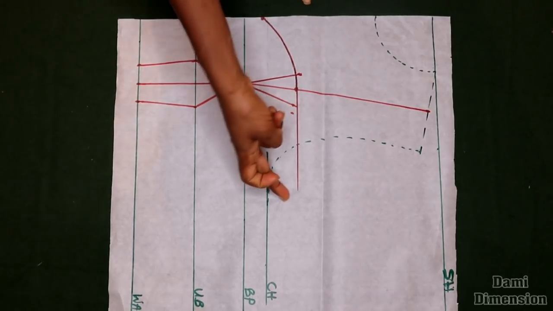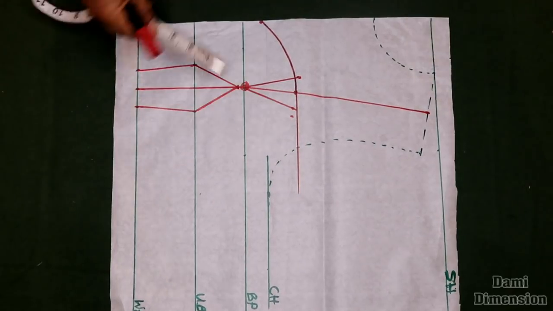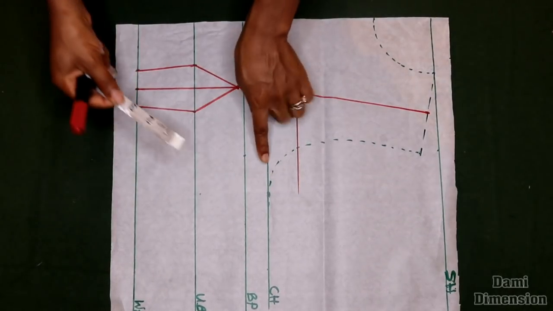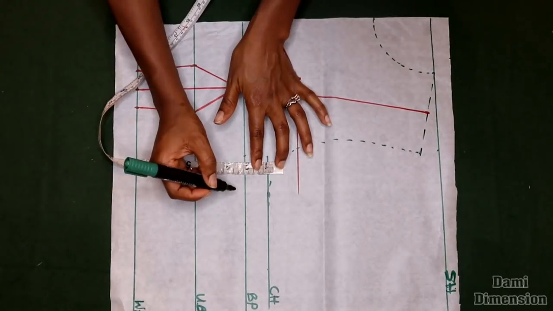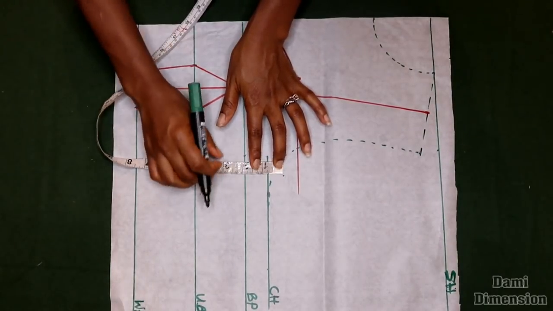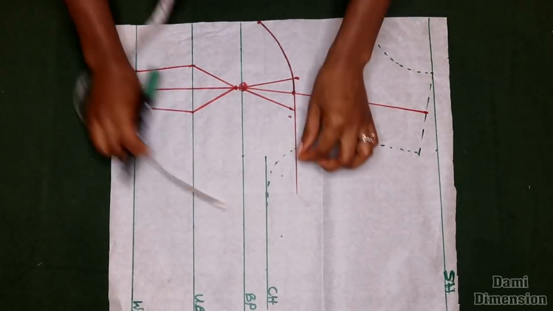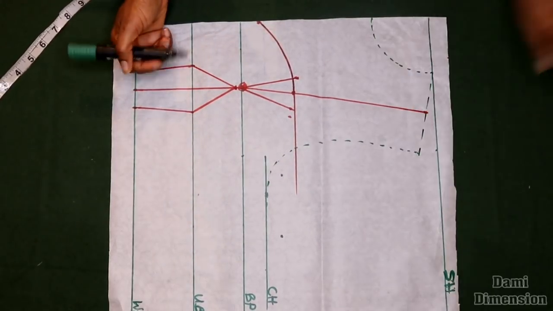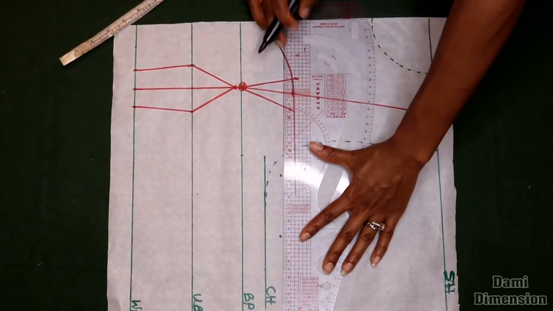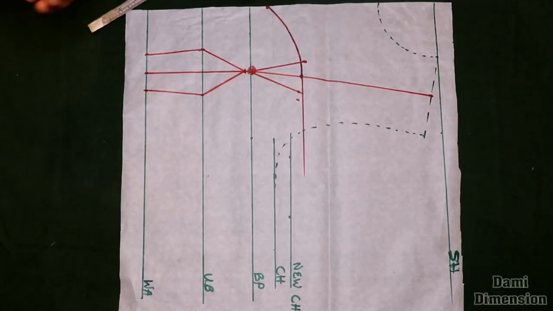You can move it up by 0.75, or by 0.5. The choice is yours. You can even leave it as it is, but for me, I'm going to be moving it up by 1 inch. I ended up using 0.75, so I moved it up by 0.75. After marking the point, I'm going to draw out the line straight. So this now is going to be my new chest line, and I hope this is clear.